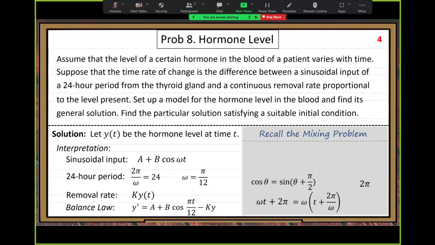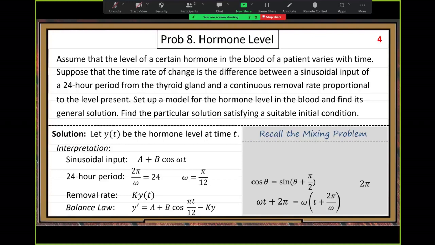So then we go back to this sinusoidal input. By the Balance law, I'll talk about the Balance law later, y prime equals the sinusoidal input minus the removal rate k times y. So this is the final equation. Here, why do I use this Balance law?